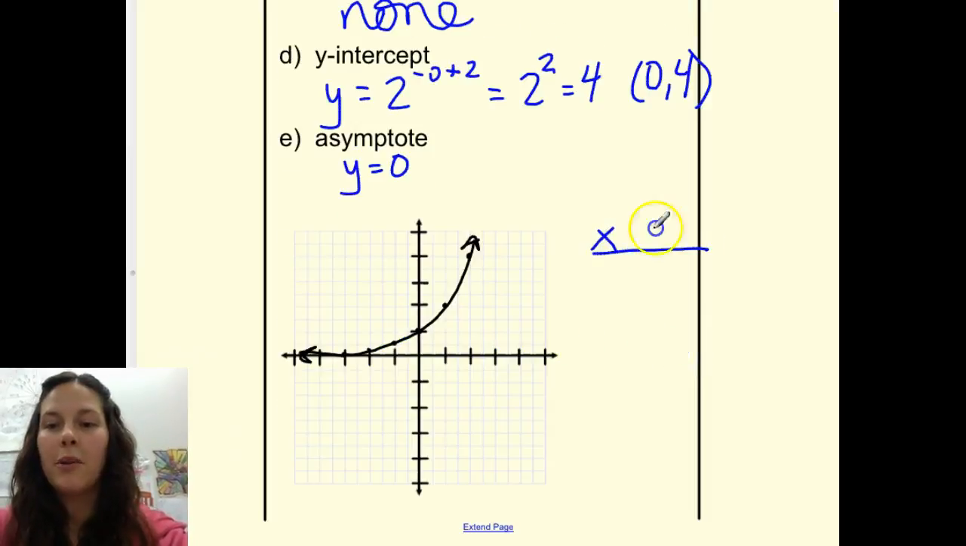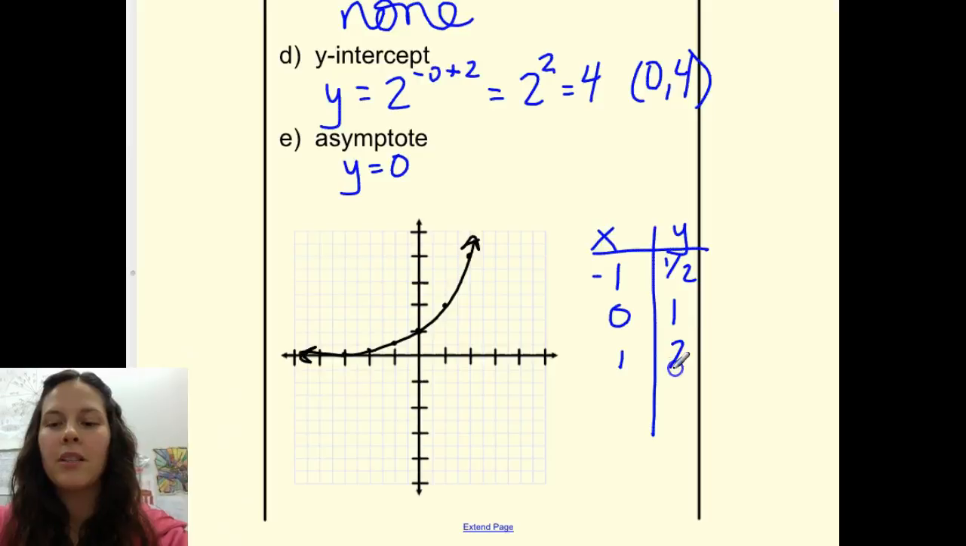Using that t-chart for our parent function again, 2 to the negative first power is 1/2. 2 to the 0 power is 1. 2 to the first power is 2. And 2 squared is 4. This time we're affecting the x value twice, multiplying it by a negative, and adding 2. Order of operations, we'll multiply first.